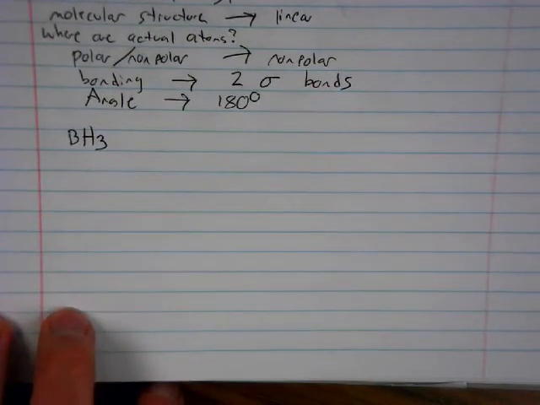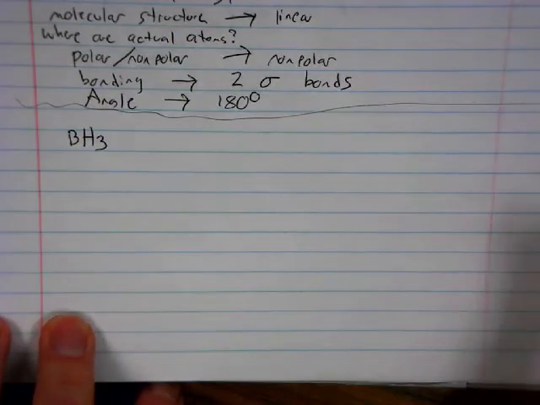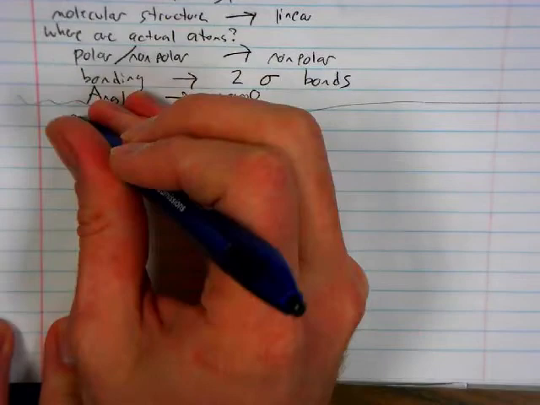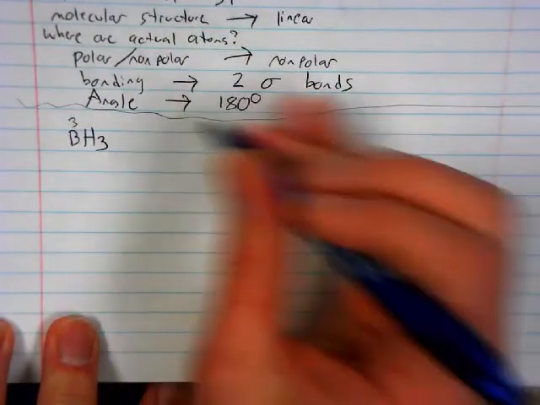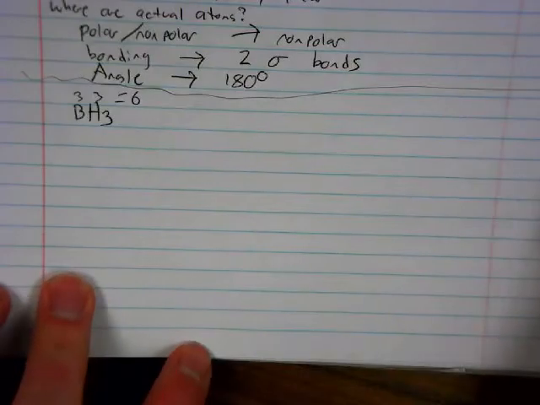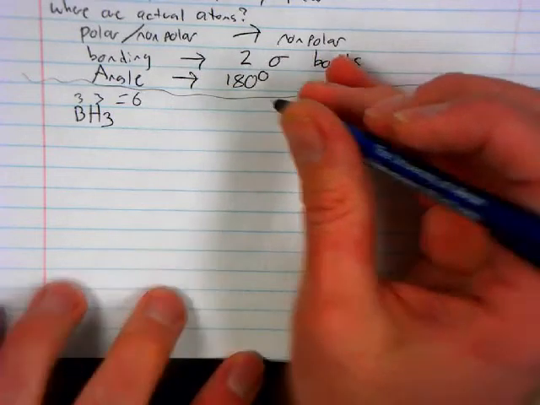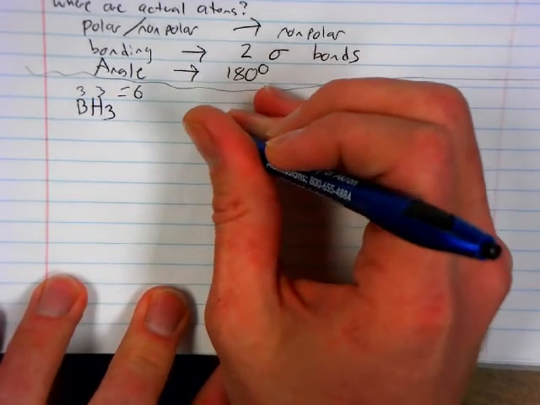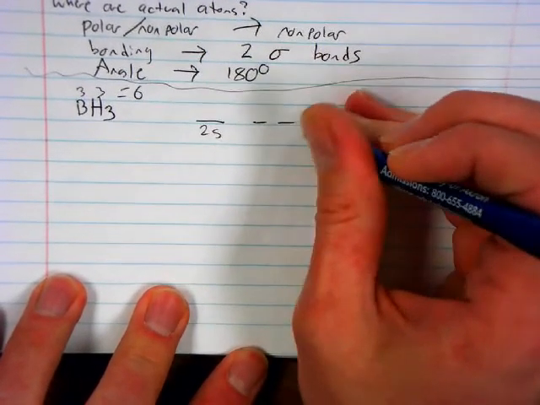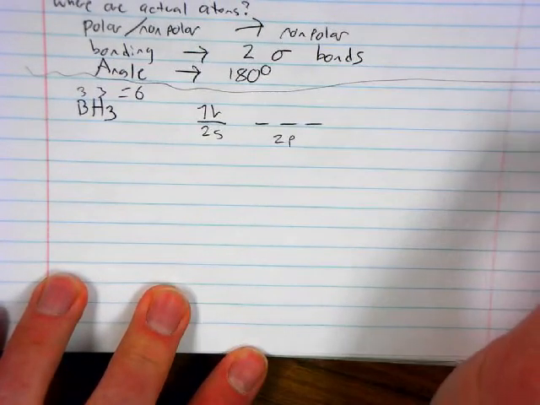Shall we try another one? Here we go. Let's do next BH3. How many electrons in boron? 3. How many in hydrogen? 1 times 3 is? So a total of 6 electrons.